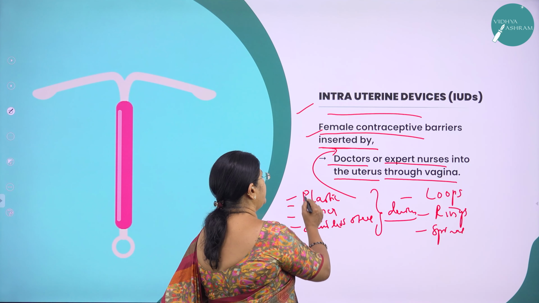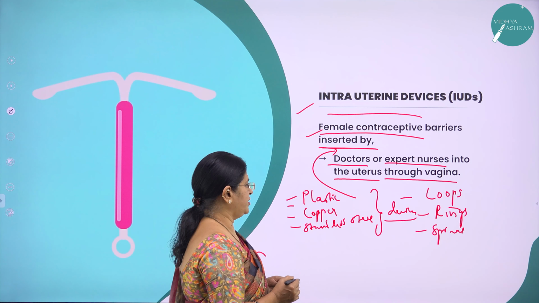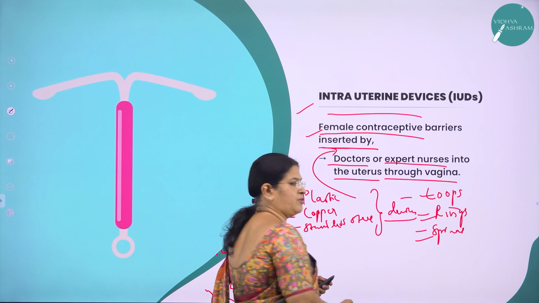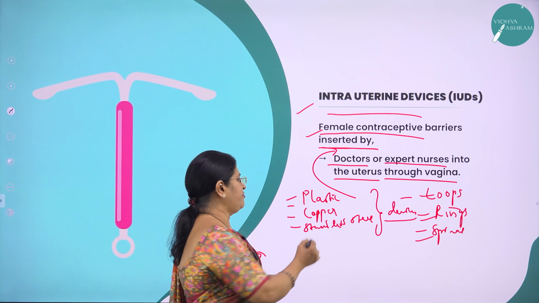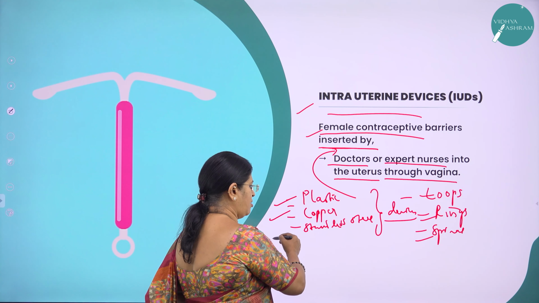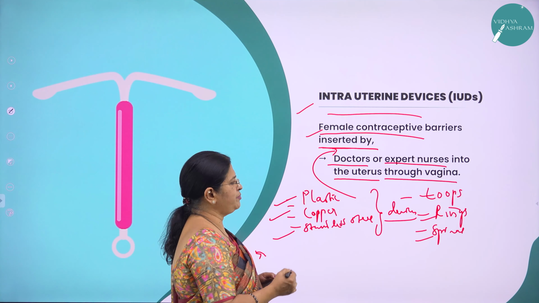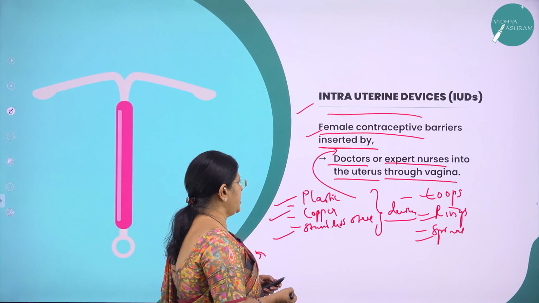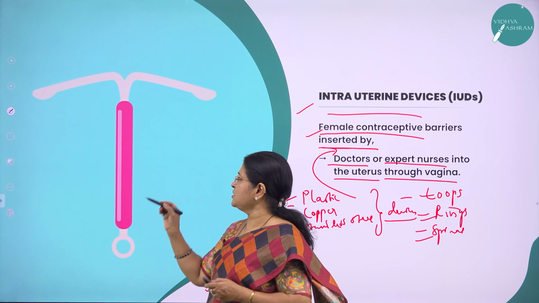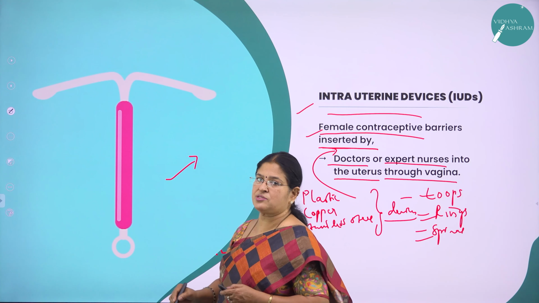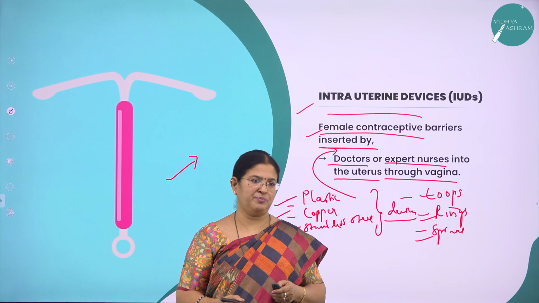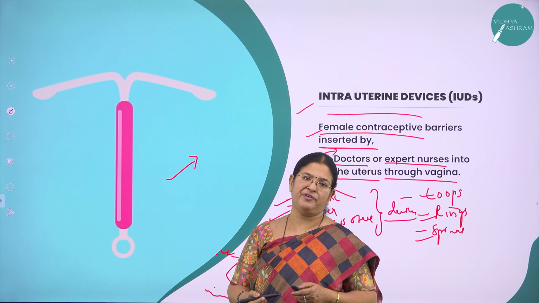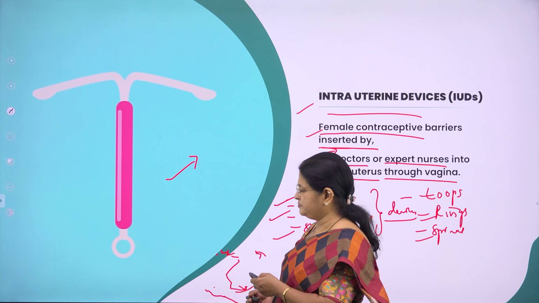So as I said, these are in the form of loops, rings or spirals made up of either plastic or copper or stainless steel, which need to be inserted in the uterus of the female by an expert doctor or an expert nurse. Here you can see the copper T. This is also a very important contraceptive method to prevent fertilization or prevent unwanted pregnancy.